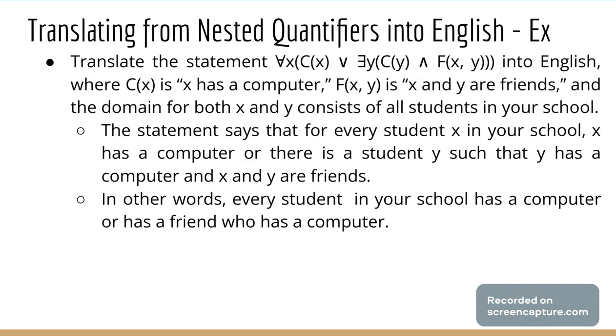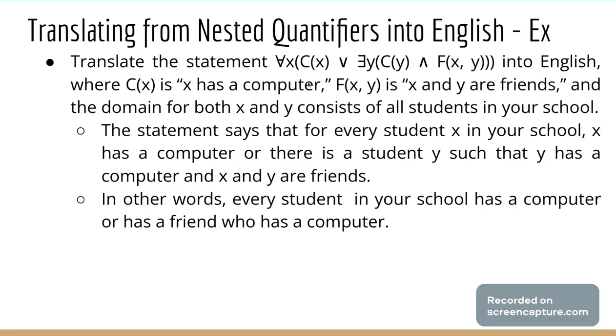Next example, translating from a nested quantifier into English. So the question is, translate the nested quantifier: for all x, C of x or there exists y, C of y and F of x comma y, into English. It is given to us that C of x is, x has a computer, F of x comma y is, x and y are friends, and x and y are from the domain of all students in your school.